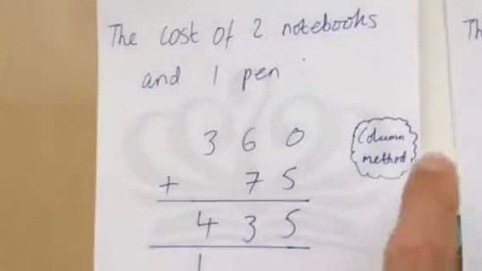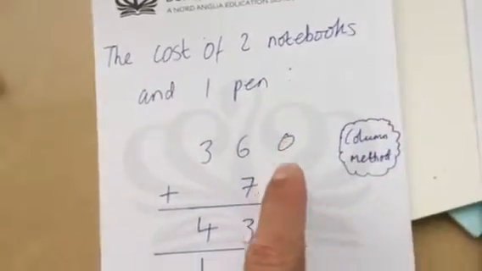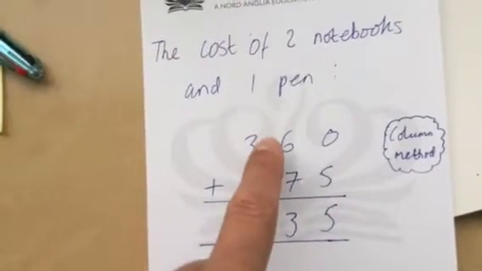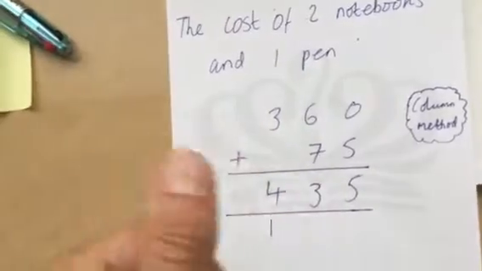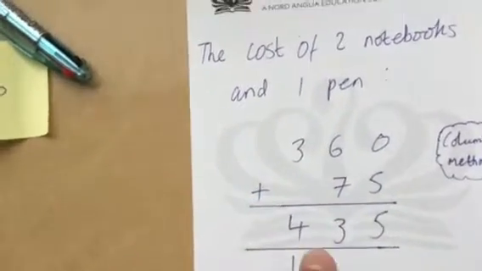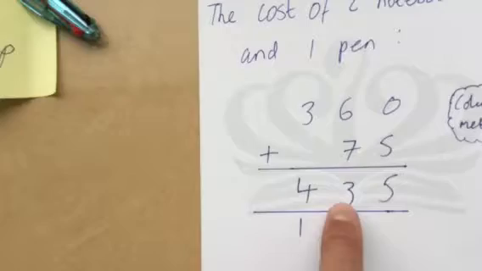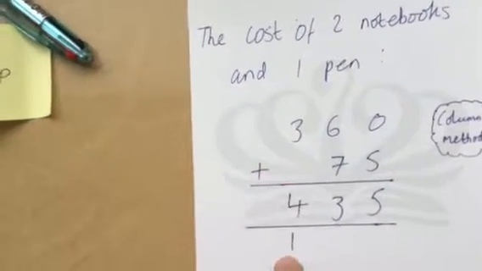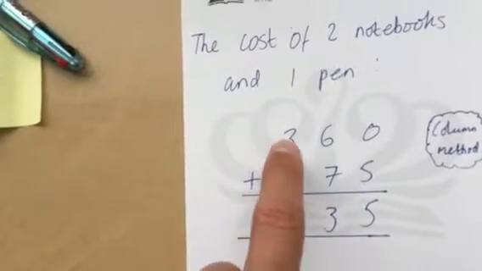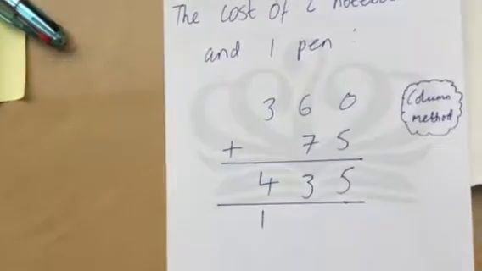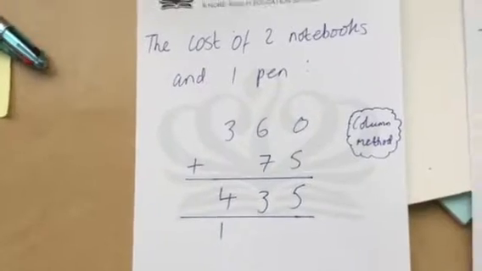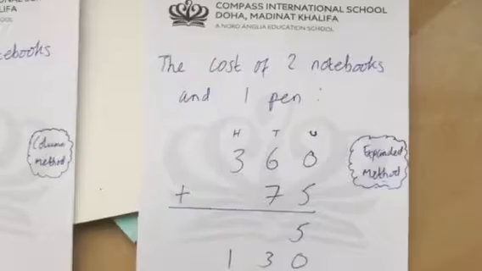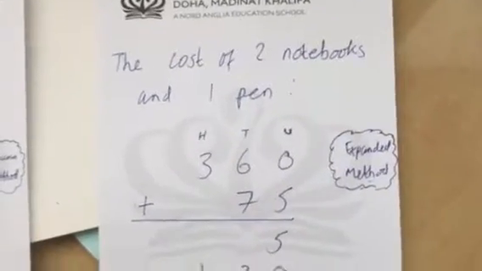75. So 0 plus 5 equals 5. 6 plus 7, which is actually 60 plus 70, equals 130. So we put the 3 there, and we carry the 100 to the hundreds column. And then 100 plus 300 equals 400. 435.